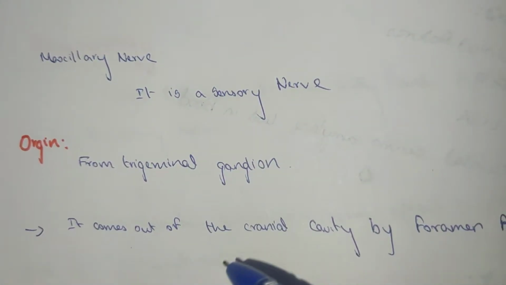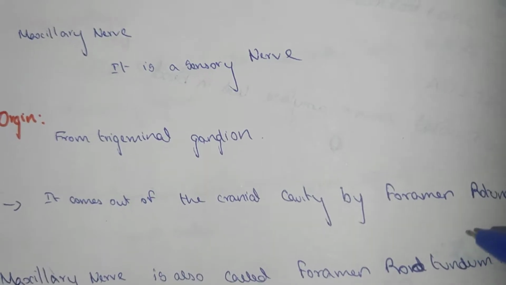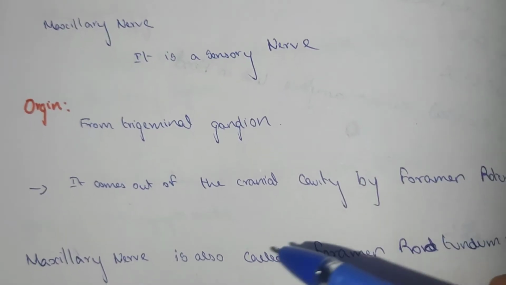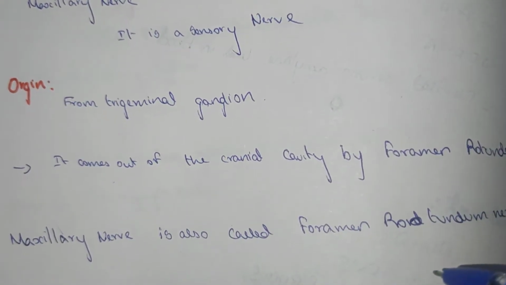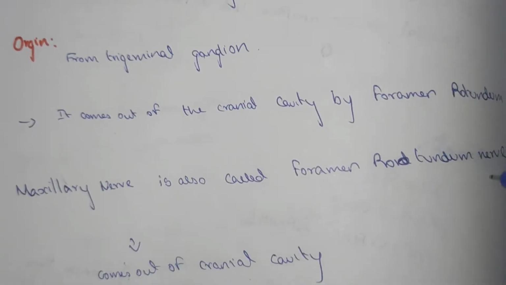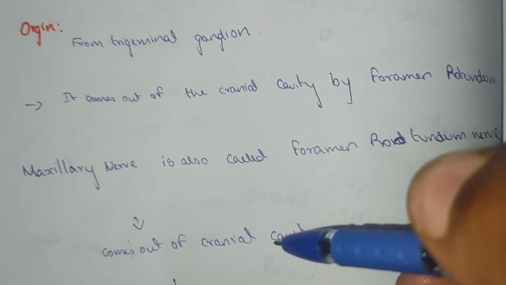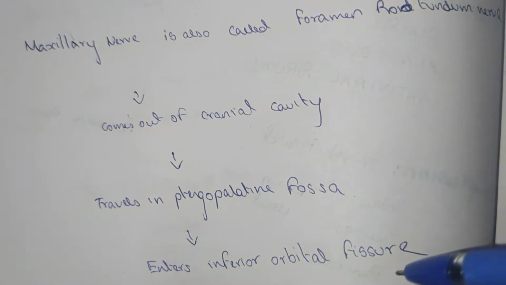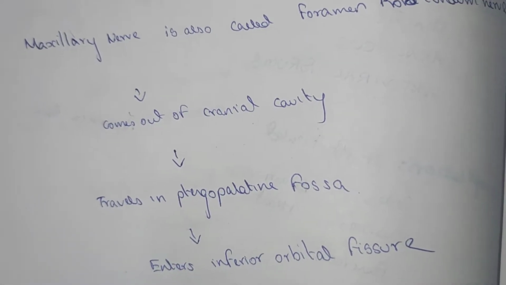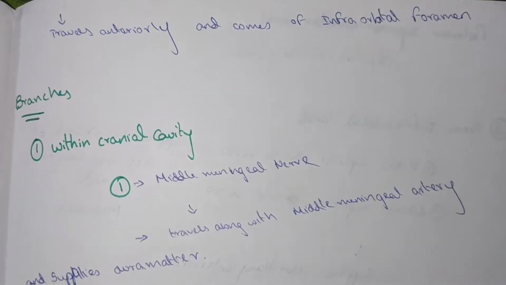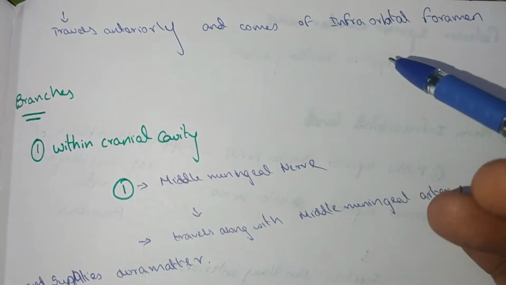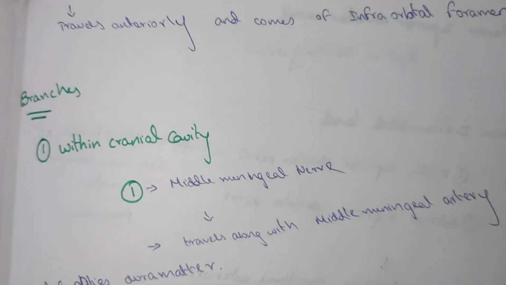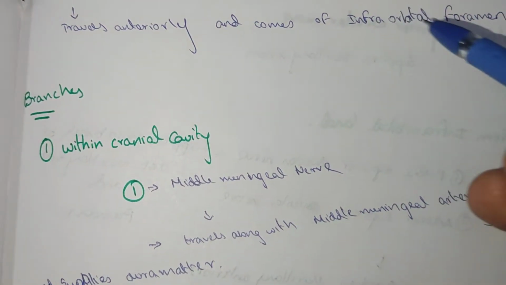Origin is from the trigeminal ganglion, and it comes out of the cranial cavity by the foramen rotundum. So this maxillary nerve is also called the foramen rotundum nerve. From the foramen rotundum, it comes out of the cranial cavity and travels in the pterygopalatine fossa and enters the inferior orbital fissure and travels anteriorly, and comes out by the infraorbital foramen.